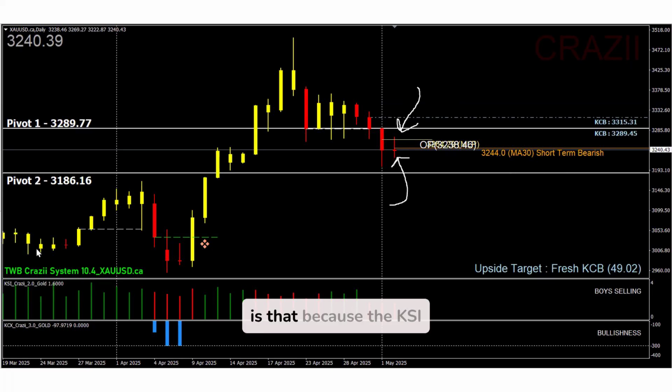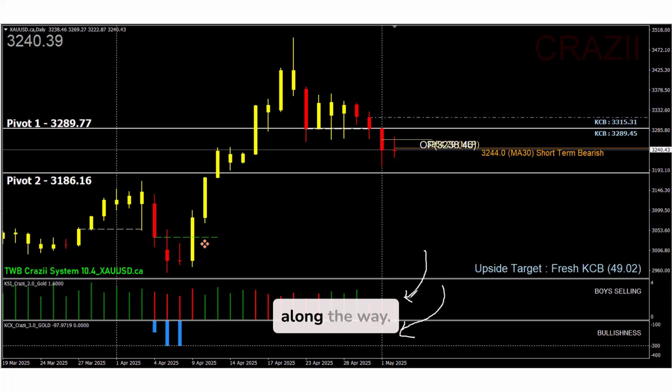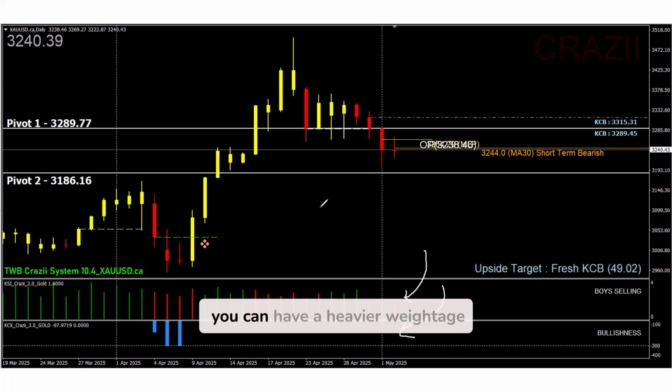But a very important thing is that because the KSI is red and KCX is black, there is a conflicting signal here, but KSI has a higher weightage. Therefore, when KSI is red in color and you're buying, you take profit along the way and your lot size reduces. But when you're selling, you can have a heavier weightage on the size and let profit run. Yeah, so that's how it works.